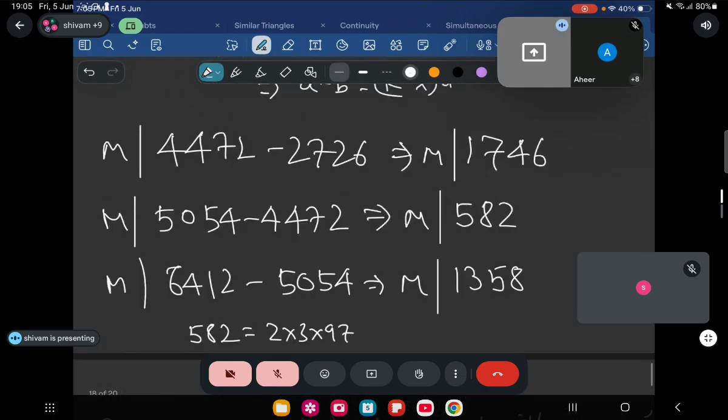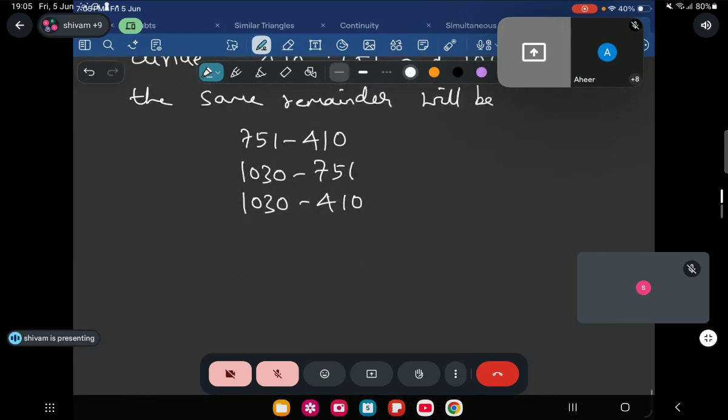Rest you can understand. If you find it, this will be 341, this will be 279, this will be 620, and when you take the HCF it will come out to be 31. Just now we have done a problem based on this. Answer was 97. Next.